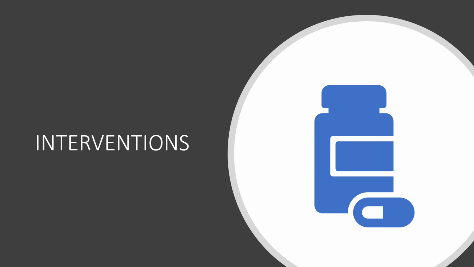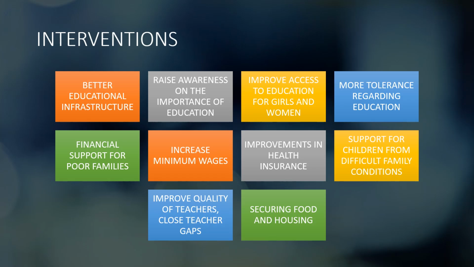Next we'll be talking about interventions, and with interventions we're going to start with education. Better educational infrastructure. We need to raise awareness of the importance of education and improve access to education for girls and women. If we start from early childhood education, then we have a better understanding and improvement in lower income, because the more education you have, the better job security. So we have more tolerance regarding education.